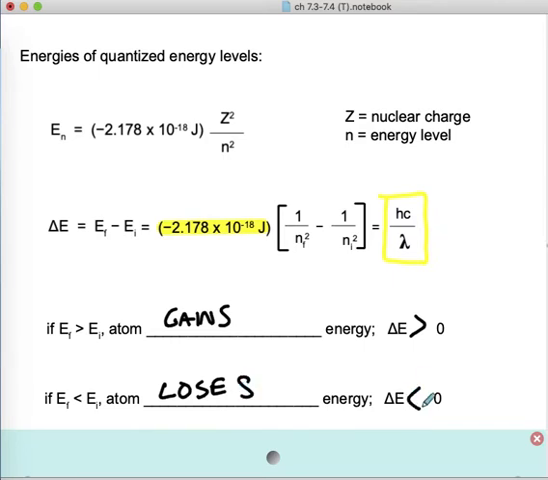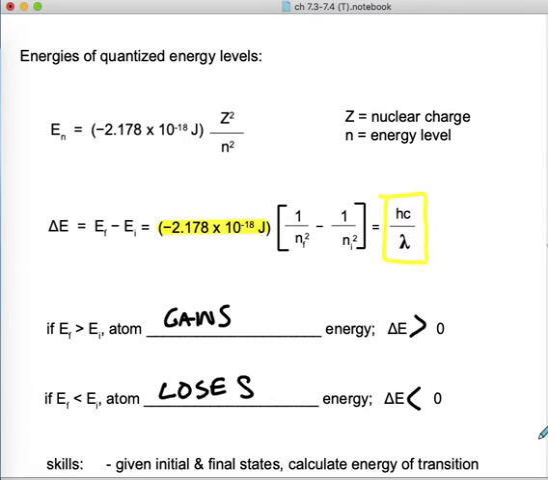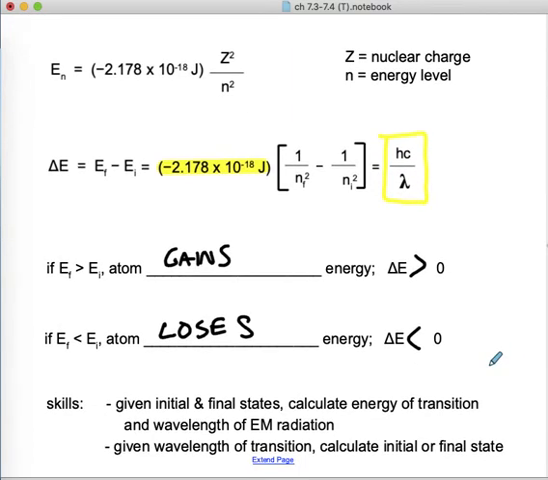So let's do some problems in which we apply the Rydberg equation to calculate quantities. Okay? Here's what you should be able to do. Given the initial and final states, that is n final and n initial, calculate the energy corresponding to that transition and therefore the corresponding wavelength or frequency of electromagnetic radiation. Or even more fun, if you are given the wavelength or frequency of the transition and either the initial or final state, calculate the other one. Let's do some problems.